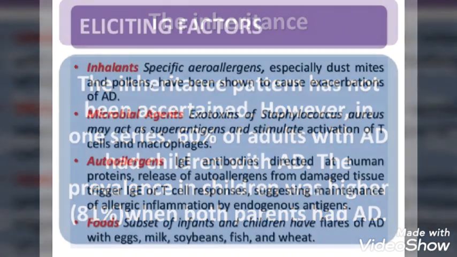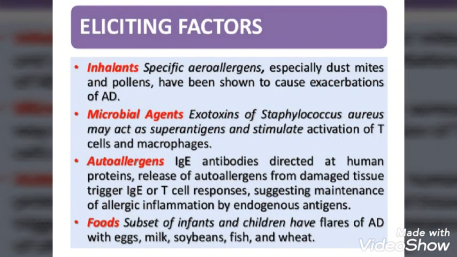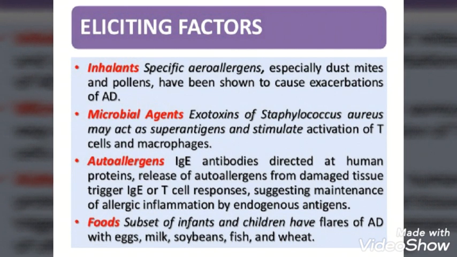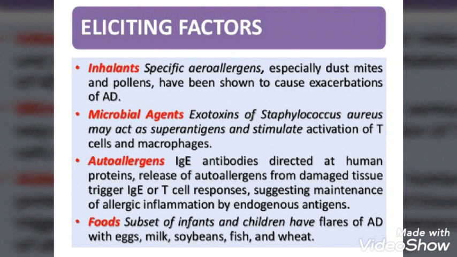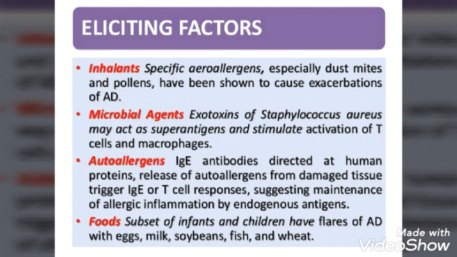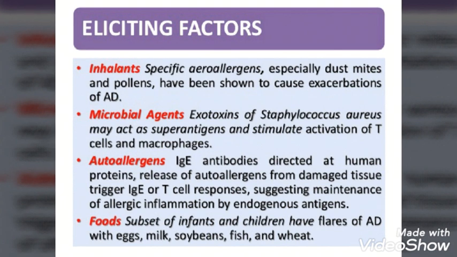Now let's see the eliciting factors. Eliciting factors means our surrounding which can create the situation of getting the atopic dermatitis. In that, the first is inhalants. Inhalants means what is present in the air and you're inhaling through your nose. So these are specific aeroallergens, especially dust, mites and pollens, which have been shown to cause exacerbations of atopic dermatitis.